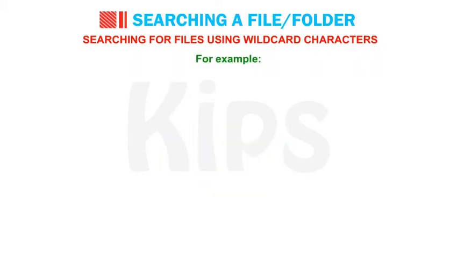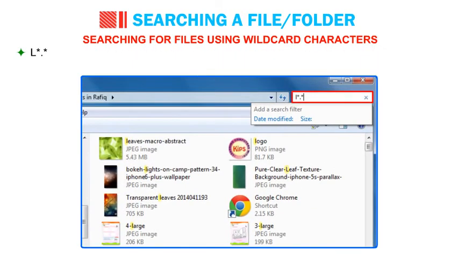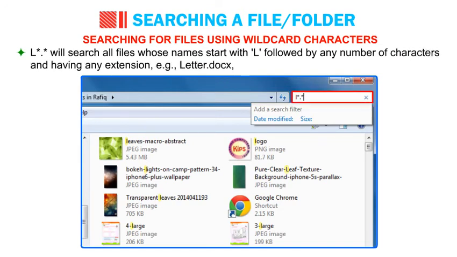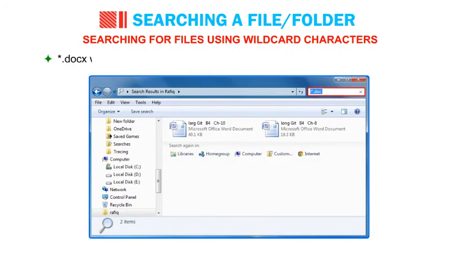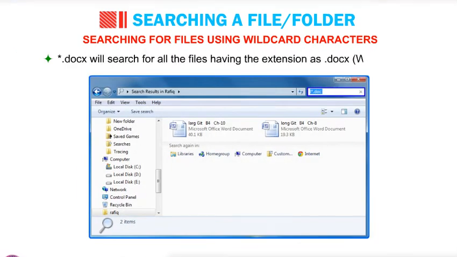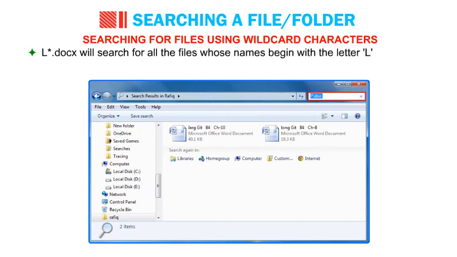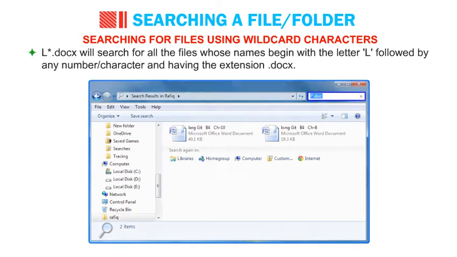For example, L*.* will search all files whose name starts with L followed by any number of characters and having any extension. Example, letter.docx, lottery.pptx, locality.txt and so on. *.docx will search for all the files having the extension as .docx, Word files. L*.docx will search for all the files whose names begin with the letter L followed by any number of characters and having the extension .docx.